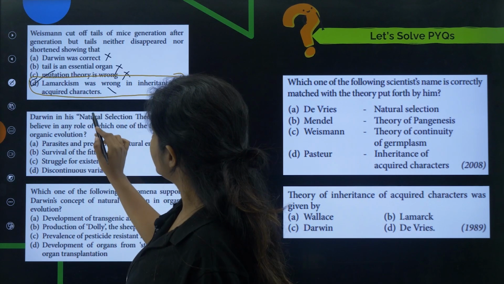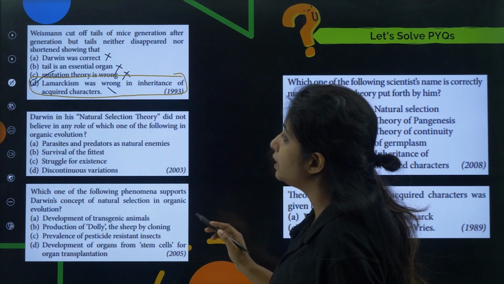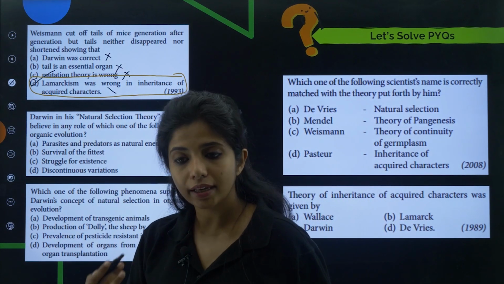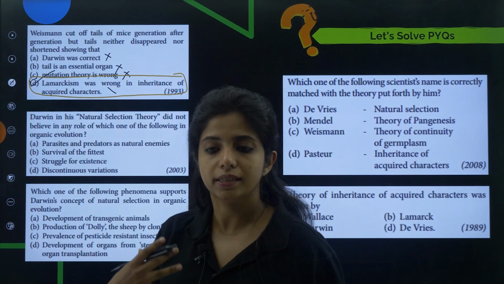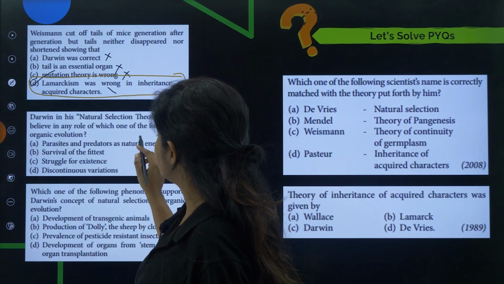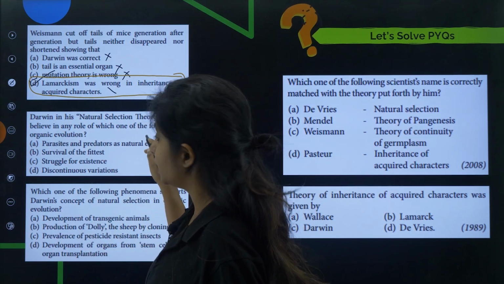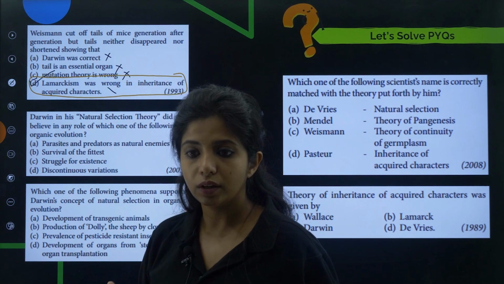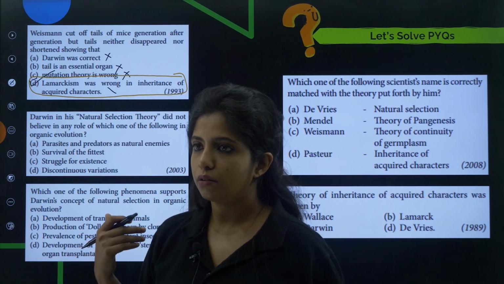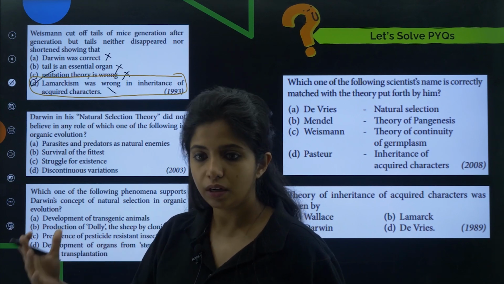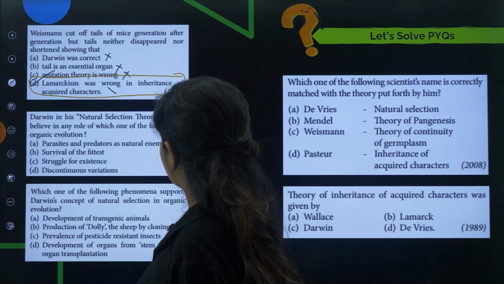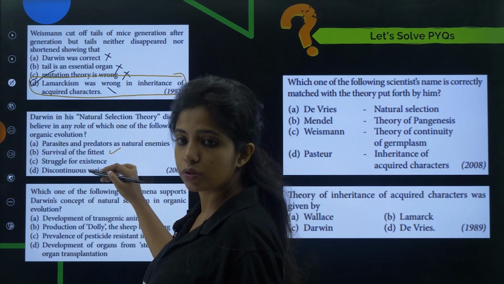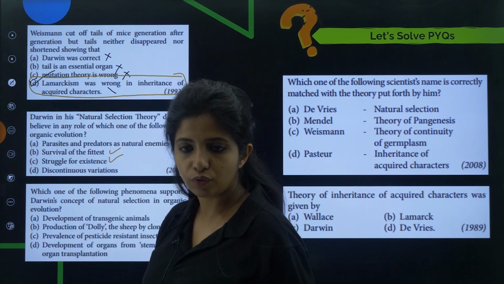Okay, Darwin in his natural selection theory did not believe in any role of which one of the following in organic evolution? So natural selection is there, naturally organism should be getting selected. Now parasites and predators are natural enemies. Okay, what he did not believe. So yes, he already agreed with Thomas Malthus, who said that yes, there is so much competition for resources, there are so many predators, preys and everything. So obviously this is there. Survival of the fittest, he also said that. Struggle for existence, he also said that there is struggle for existence, not everyone can survive.